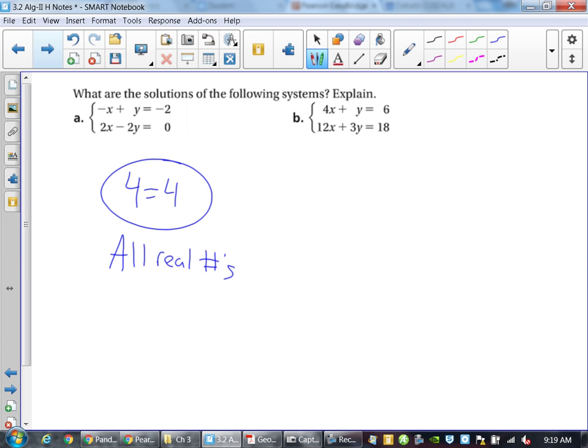If you get something that is false, then the answer is no solution. I was being serious when I said yes. I kind of figured that. That's why I was kind of laughing. Remember what that means, no solution? That just means that nothing's going to work.